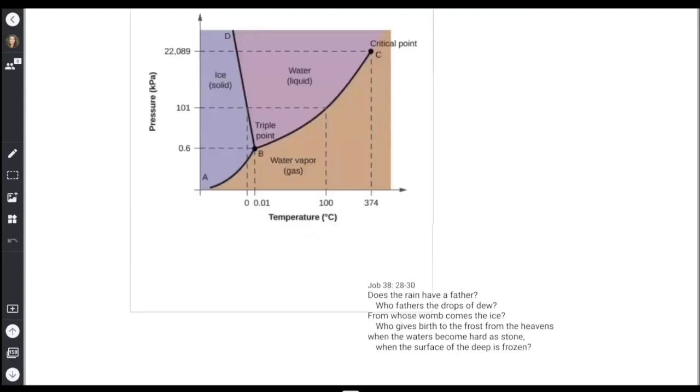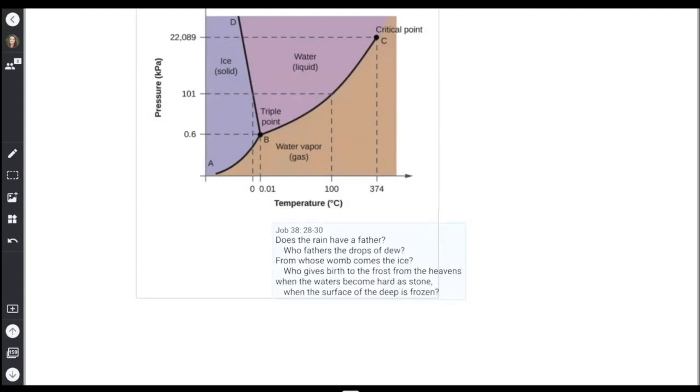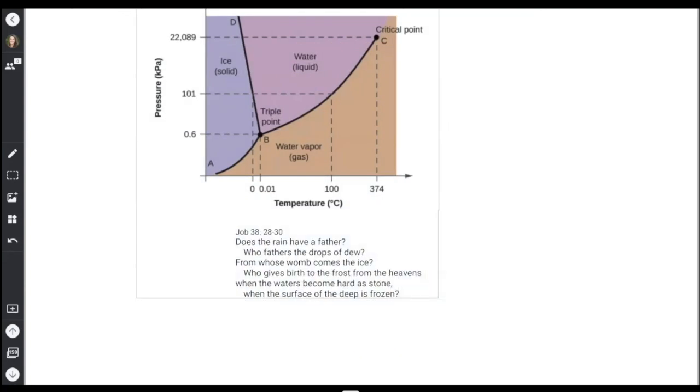And so in Job, he says, "Does the rain have a father? Who fathers the drops of dew? From whose womb comes the ice? Who gives birth to the frost from the heavens? When the waters become hard as stone, and the surface of the deep is frozen." And so of all the things that he could point out, he points out that unique design of water. Like, I freeze the surface of the oceans, right? Knowing, and now we can look at these and say, wow, water behaves so much differently than everything else, right?